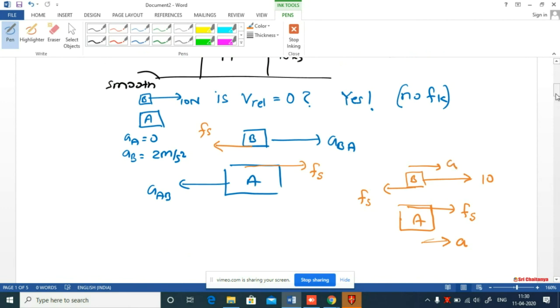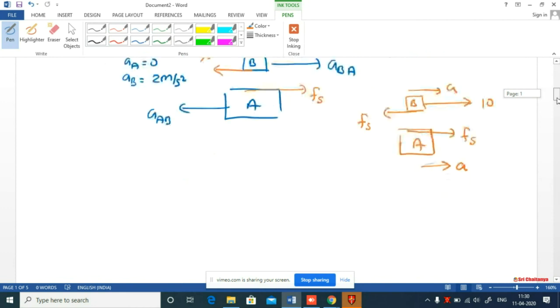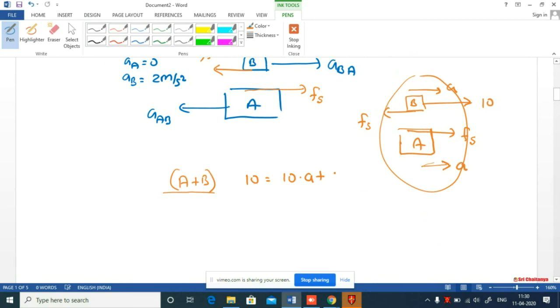If you have to find the value of a, you can obviously write separate equations for B and A, but we learned in the last lecture that we try to do this whole thing in the minimum number of unknowns. So we'll write the equation for the system of A plus B. For the system of A plus B, friction would be an internal force. If friction is an internal force, the only external force is 10. That will be equal to mass of A, 10 kilogram, into acceleration of A, plus mass of B, which is 5 kilogram, into acceleration of B, which is also equal to a. So we got a equal to 2 by 3 meter per second square.